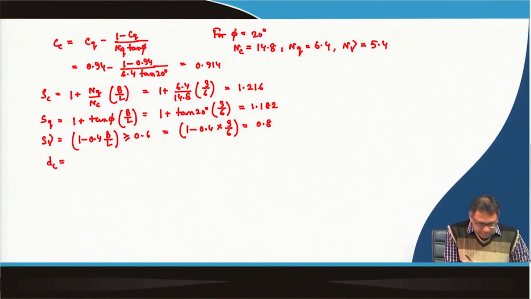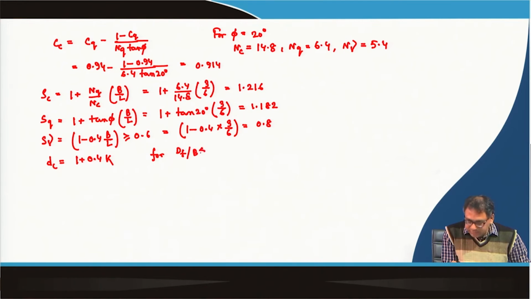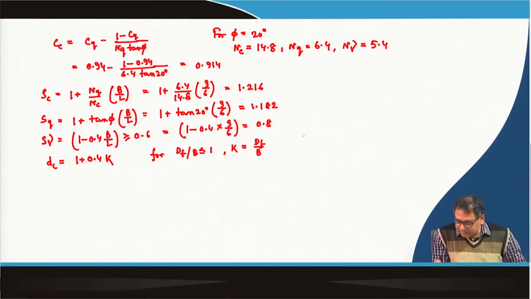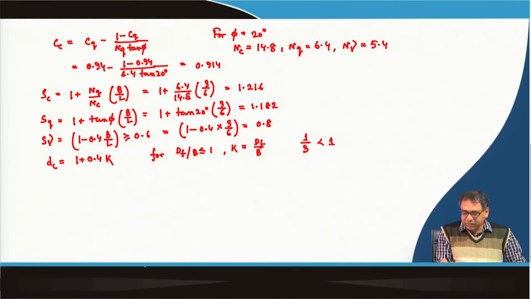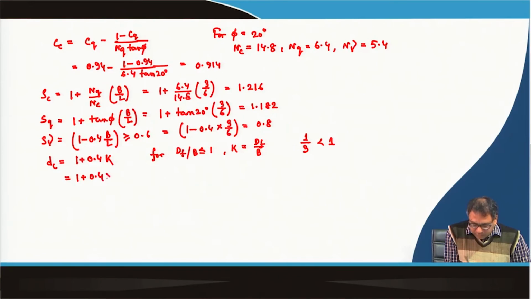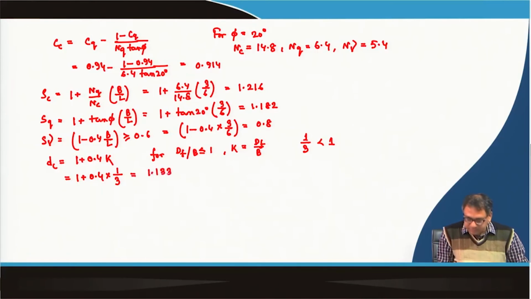Now, similarly, Dc we can get as 1 plus 0.4 k. Now, for Df by B less than or equal to 1, my k value is Df by B, and in our case Df is 1 and B is 3, which is less than 1. So, k will be Df by B. So, this will be 1 plus 0.4 into 1 divided by 3. So, that will be 1.133.